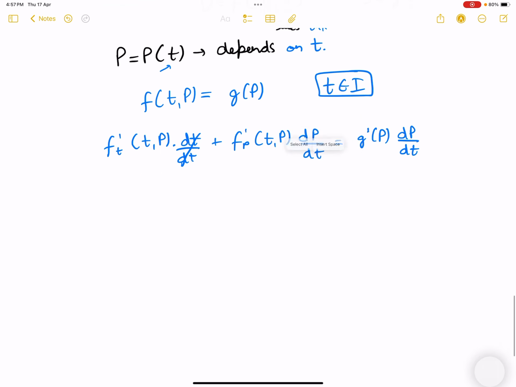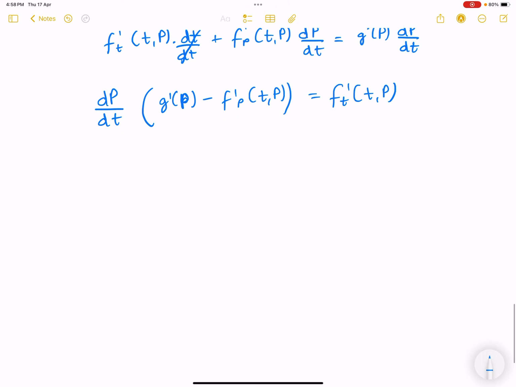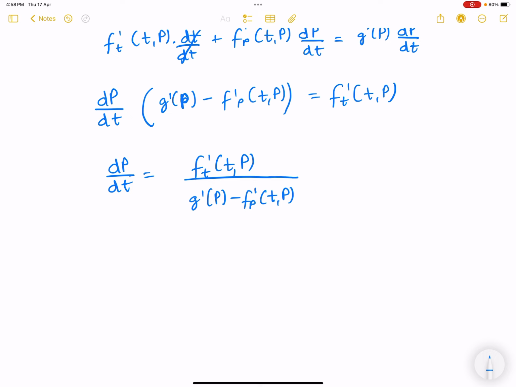So now if you simplify this, if we want the form for dP by dT, this becomes G dash P minus F dash P times dP by dT equals F dash T. So what we have is dP by dT equals F dash T upon G dash P minus F dash P. So this is the final value that we are getting for dP by dT, and we are using implicit differentiation.